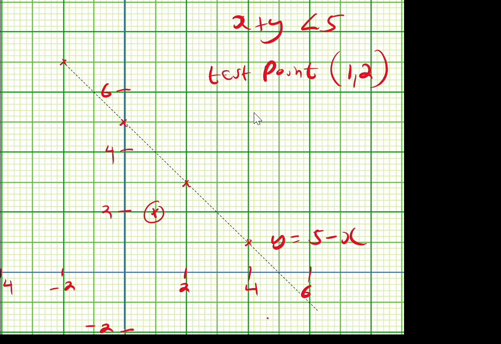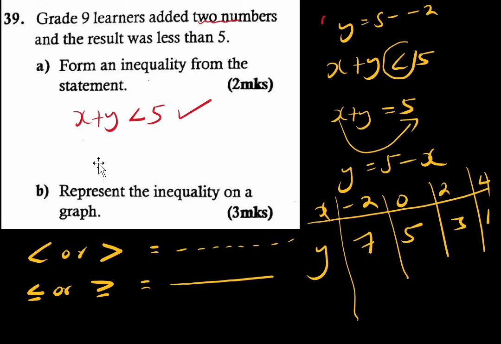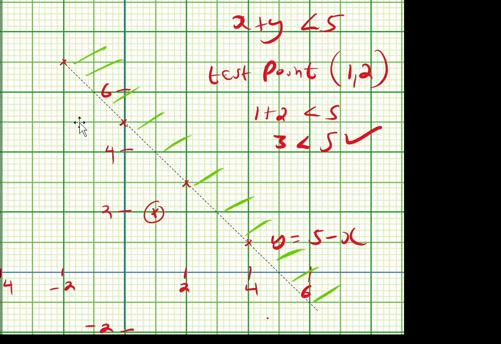So this is 1 plus 2 is less than 5. So 1 plus 2, 3 is less than 5, which is true. And therefore, this is the wanted side. And therefore, I'm going to shade this other side, which is the unwanted. So you shade the upper side. That is it for question part B, which says represent the inequality on a graph. So we have represented x plus y is less than 5 on a graph. So that is how you can represent.